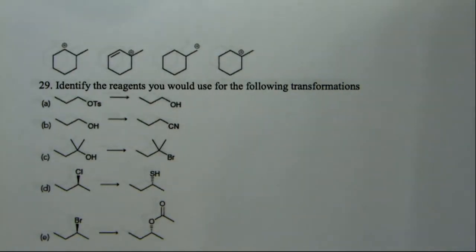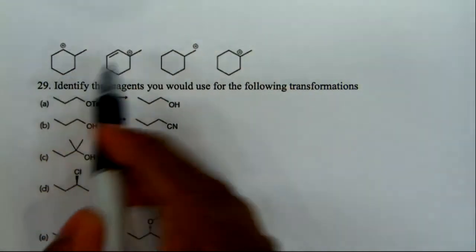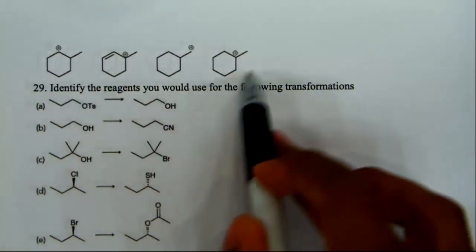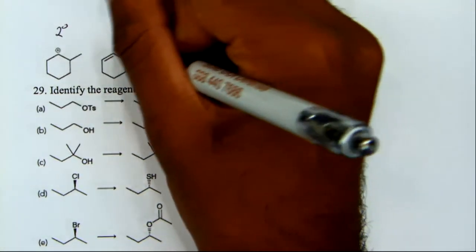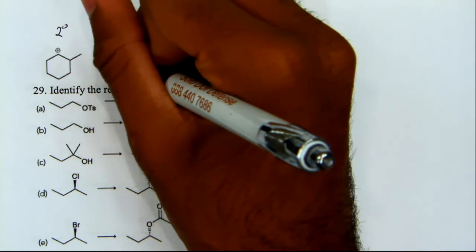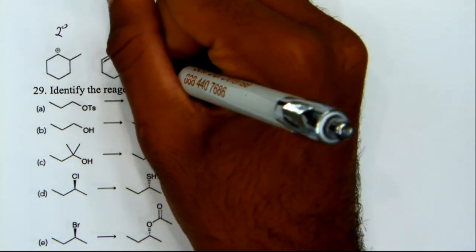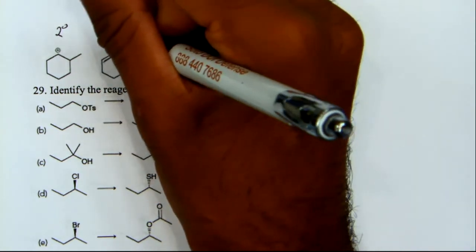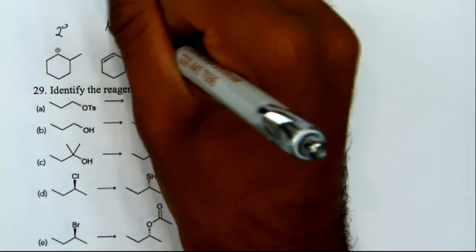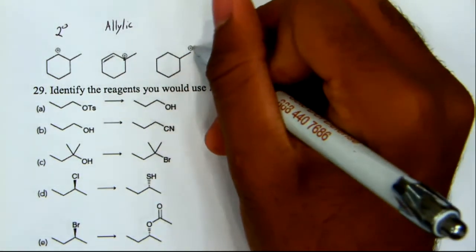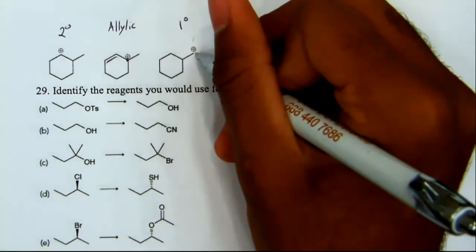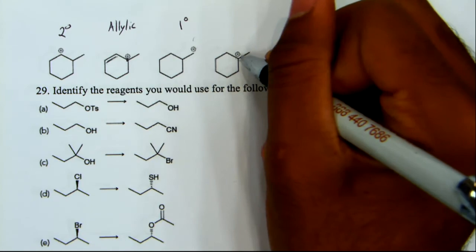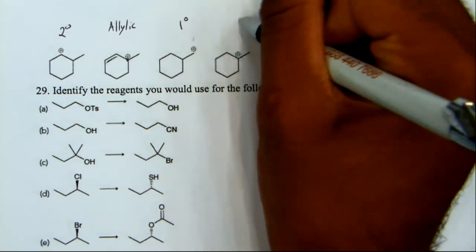This is just saying which of the following carbocations are the most stable. So looking at these positions, you see this is going to be secondary. This one, you have this double bond here, adjacent one carbon away, you have a carbocation, so that's called allylic. And then this is just sitting at the primary position. And then this one is tertiary because you have these three R groups.